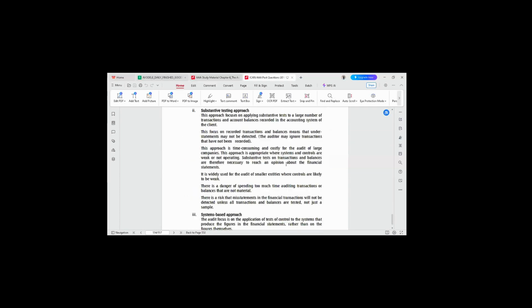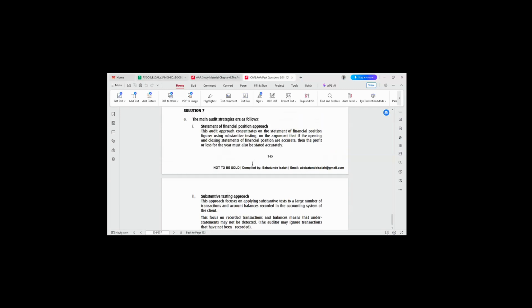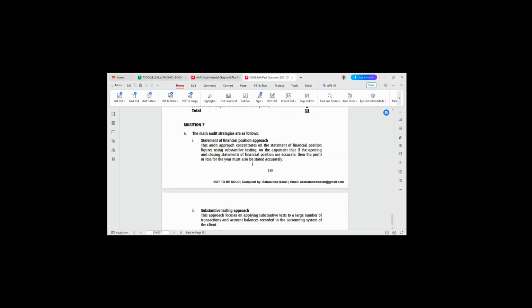So let's do, we're almost there now. So look at it there. Look at them here. So we are there already. Look at it. The main audit strategy, you know what I said? Look at them. So the main audit strategies are as follows. Statement of financial position audit approach. You can see the audit approach concentrates on the statement of financial position using substantive testing on the argument that if the opening or closing statement or financial statement are accurate, then the profit and loss for the year must also be stated accurately. What did I say?